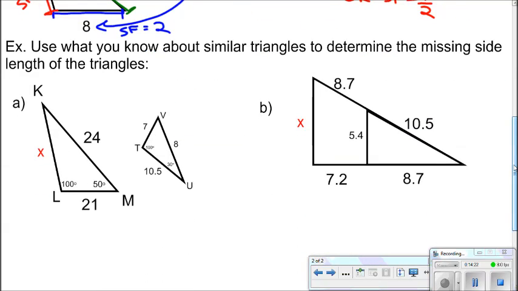Okay, and so it says use what you know about similar triangles to determine the missing side length of the triangles. So what this is saying is we are telling you that these triangles are similar. And so because they are similar, the angles need to correspond and the side lengths need to have the same scale factor. So you're going to try to figure out what the missing lengths are. And we will check these in class tomorrow.